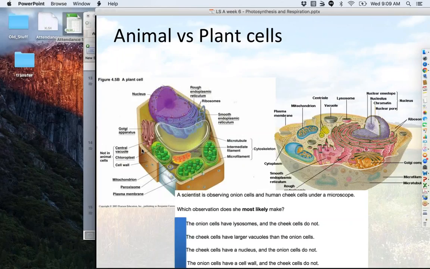All right, so you might remember, of course you remember, because you're all the best students in the world, that there is a difference between animal and plant cells. Can you remember from last week one difference between animal and plant cells?